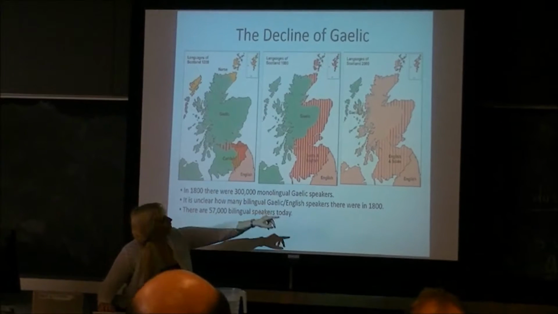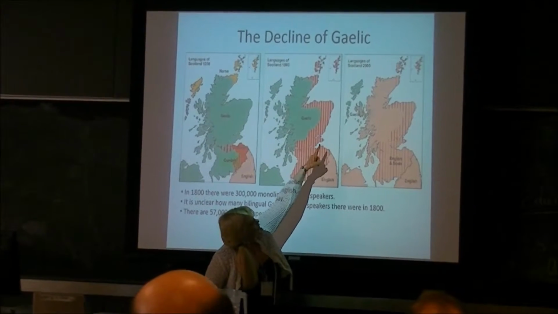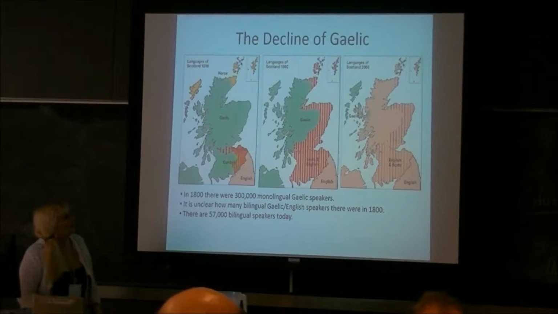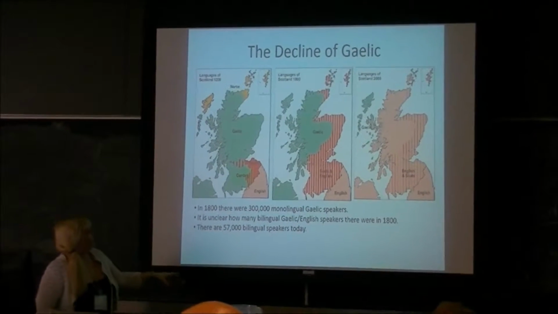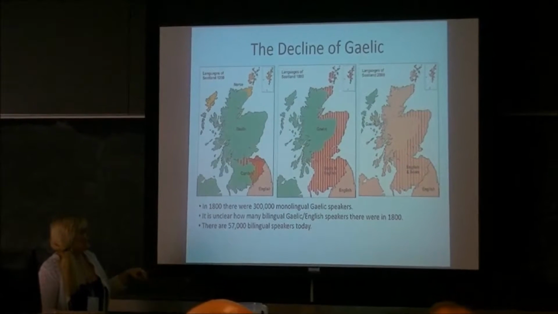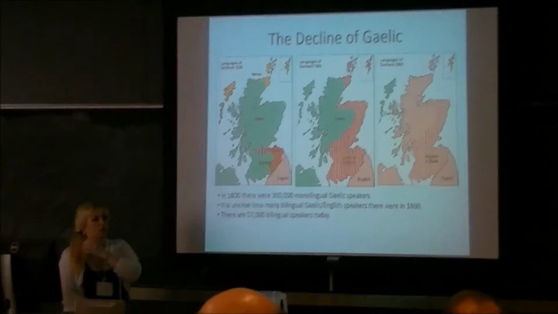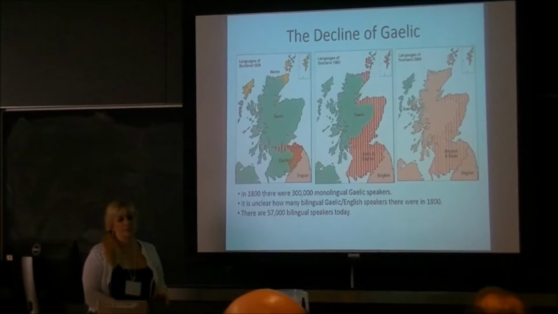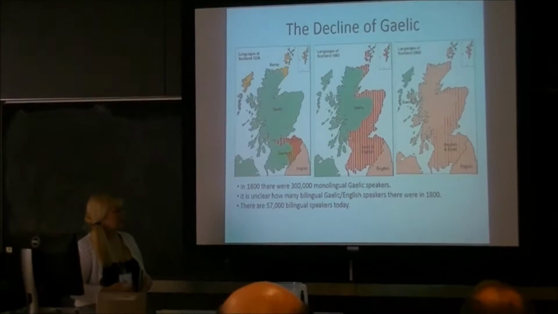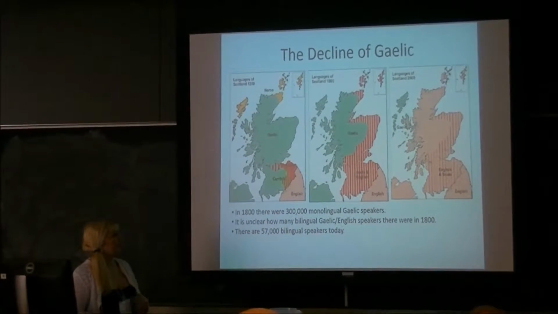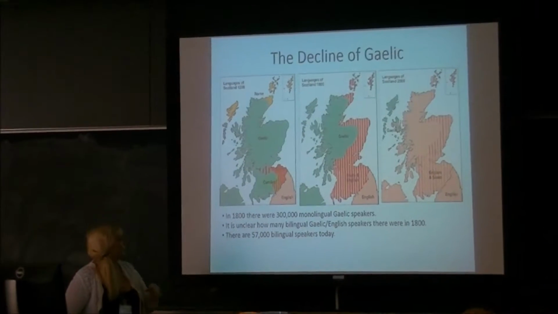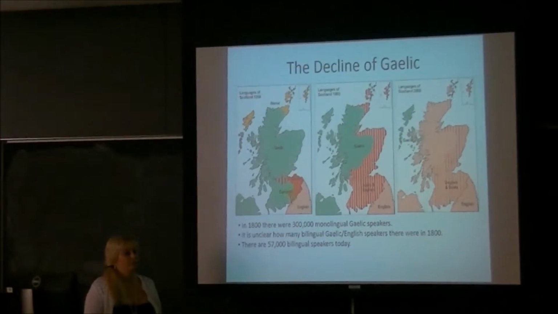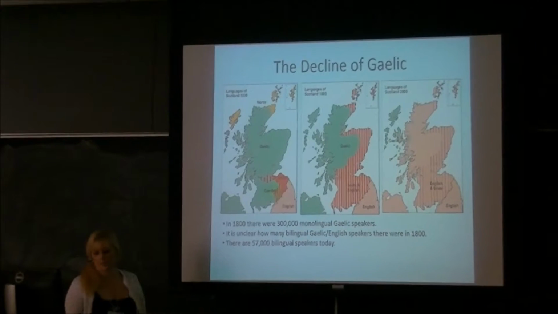And this is today, where all we've got left is the top part in green, the northwest coast and some of the islands. The figures we have for the number of speakers were in 1800, we know there were 300,000 monolingual speakers, but we don't know how many speakers there were who spoke both Gaelic and English, so that figure could be a lot more. And then today, according to the 2011 census, we only have 57,000 speakers left.